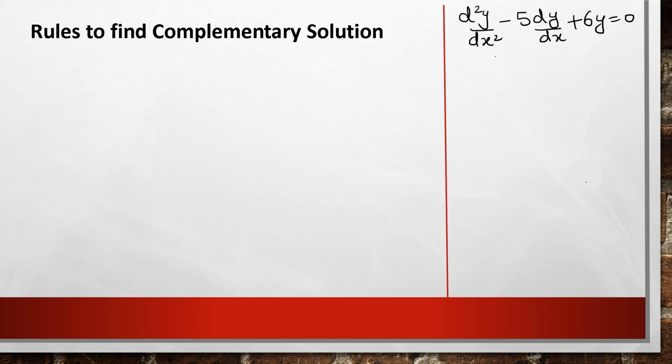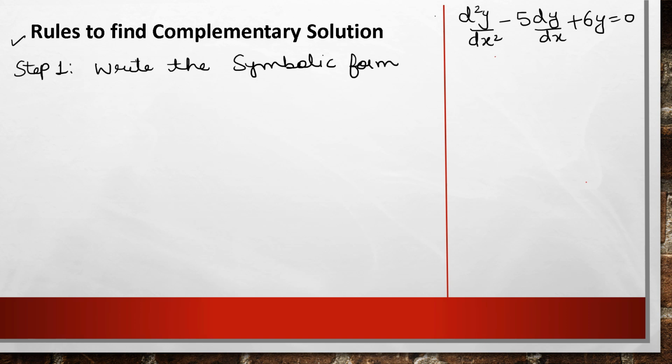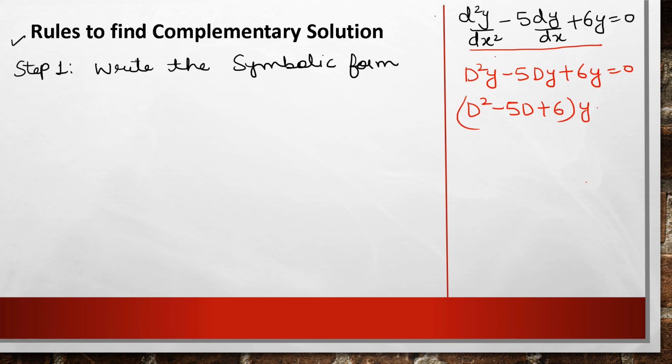Now we learn how to find the complementary solution along with one example. I'll write the steps in this section, and we'll solve the example simultaneously. The first step is to write the symbolic form. What is the symbolic form of this? That is D square y minus 5 Dy plus 6y equal to 0, that is, (D square minus 5D plus 6) y equal to 0, f of D y equal to 0. So this is the symbolic form.